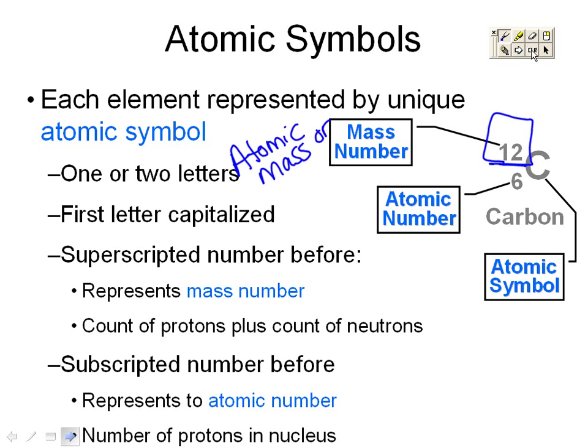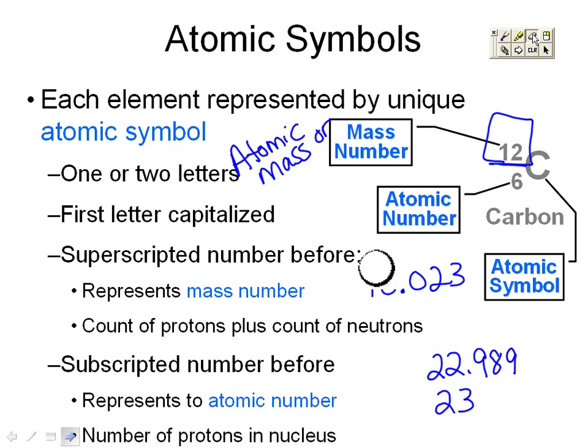Now the mass number is most often found in a decimal form. Your textbook, for ease, has rounded that number for you. You may find it to be 22.989. That would round to 23. We may find something like 10.023. That would round down to 10. Your textbook has taken care of the rounding for you and has already done that.